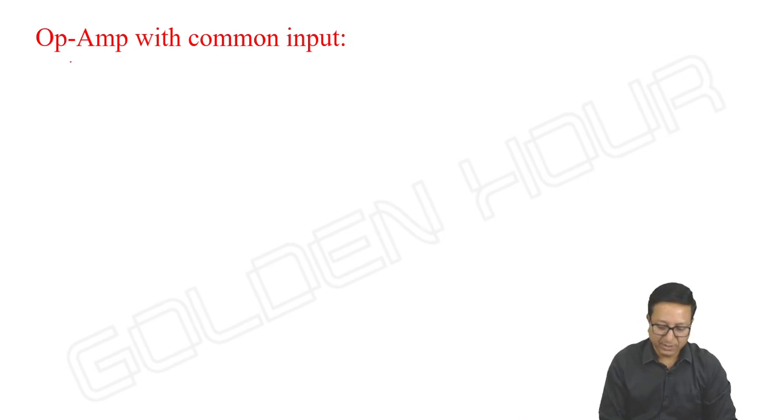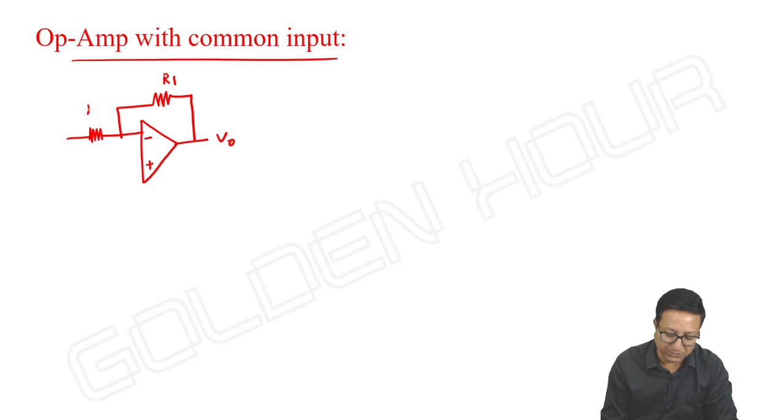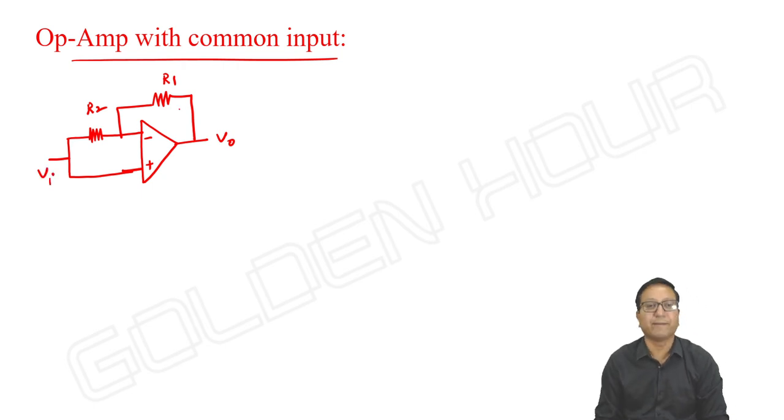Op-amp with common input. What is meant by this? So far we have gone through some op-amp circuits where the input is applied to either the inverting or non-inverting input terminals, or to both. Something like we applied a V1 here, V2 here, and we found the output. Now, instead of giving two different inputs, we give a common input to both inverting and non-inverting terminals. That is known as op-amp with common input.